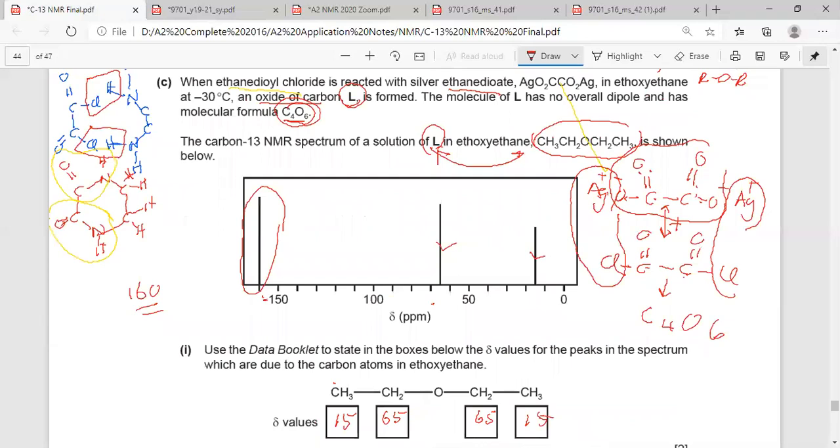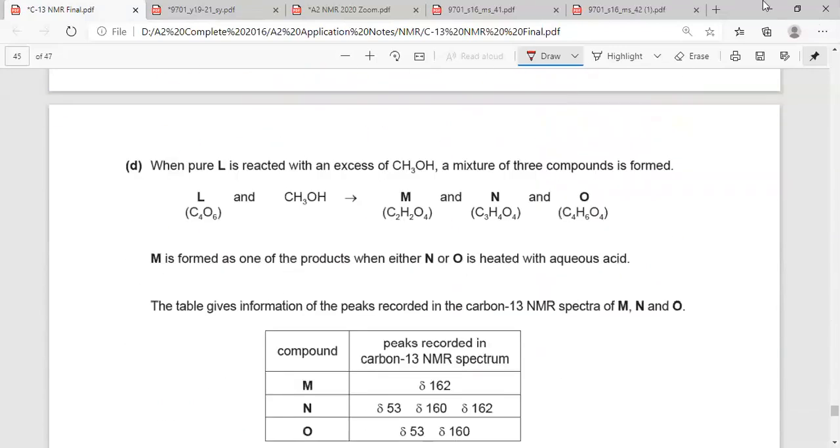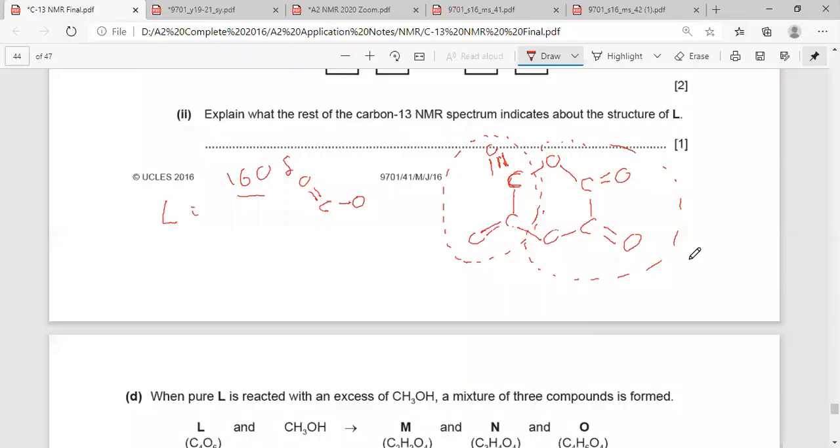Now, does it fulfill the requirement or not? Remember, it's 160, isn't it? Yes, this one here. Secondly, it is neutral. See, this is the structure of L. Nice, isn't it? Okay, now this is the formula of your L.